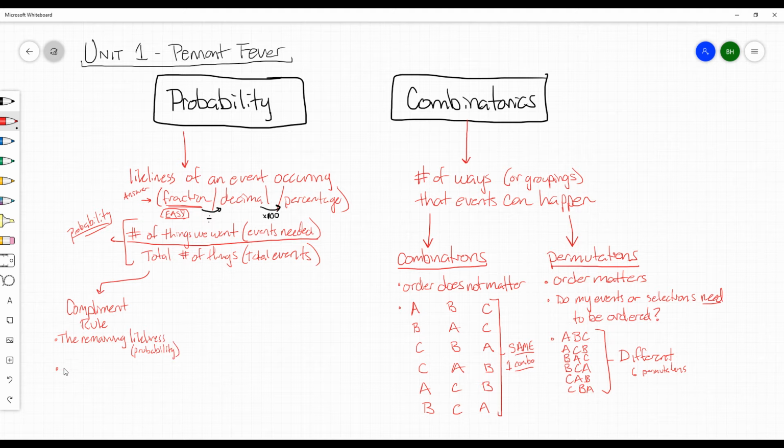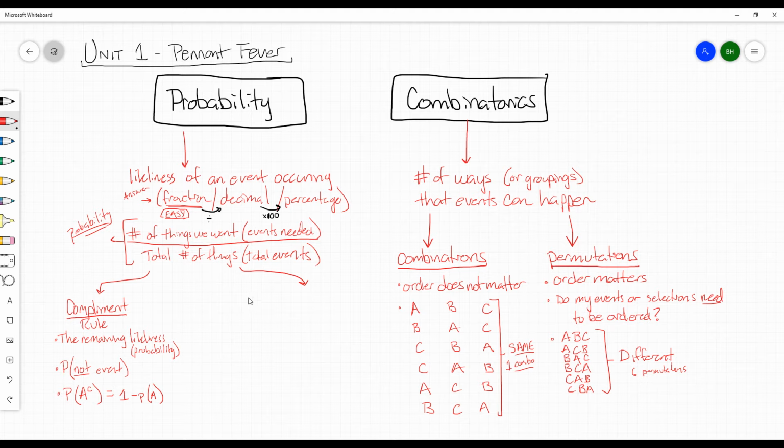In other words, it is the probability of not the event. So whatever the event is, it's the probability of not the event. Let's say we want to find the probability of the complement, this is the notation, the complement of event A. We do 1 minus the probability of event A. So it's the remaining likeliness for the event to happen. I put it separately because it's a rule, but it doesn't really help you calculate.